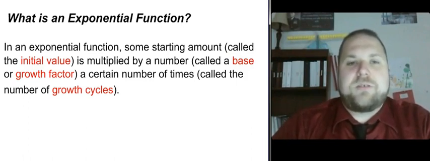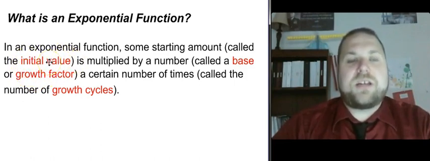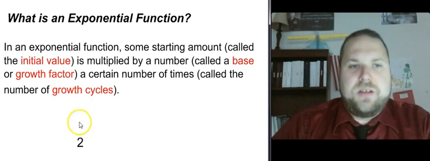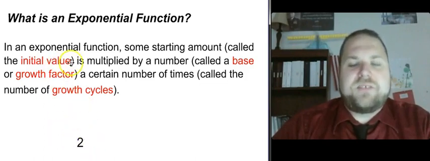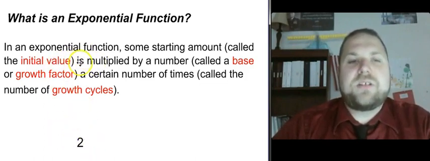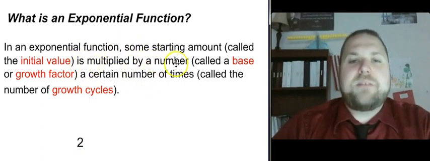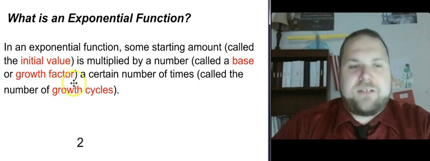So let's start with those parts. We have three parts that we're going to look at. The first is called the initial value. So we're going to have some starting amount, whatever it is. In this case, let's start with 2. So I'm going to have some initial value of 2. And to build the rest of the function, what I do is I multiply that 2 by some number. And we're going to call that number that I multiply by a base or a growth factor. And I'm going to use 2 as my growth factor as well.